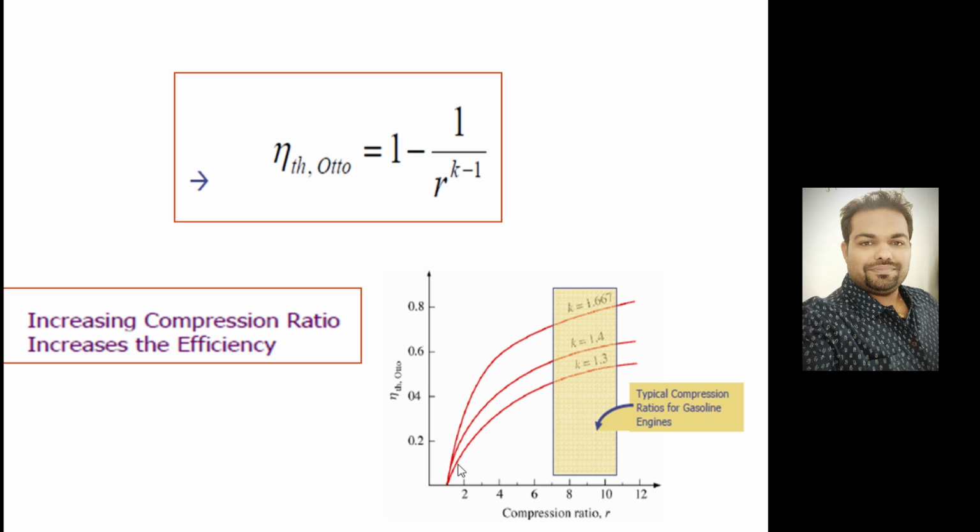So these curves: this one is for a gas having a gamma value of 1.3. This is for air, which will give intermediate performance, with gamma equal to 1.4. If you are going for helium, a monatomic gas, gamma is 1.667. In that case, performance will be slightly higher.